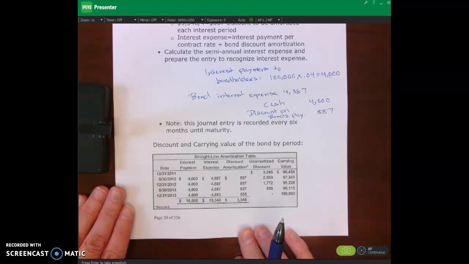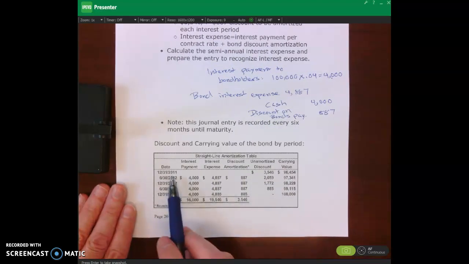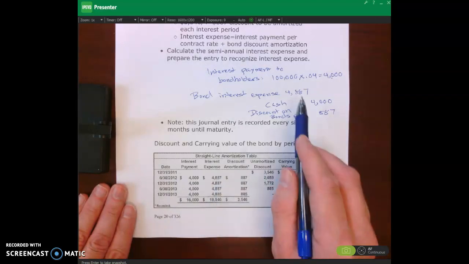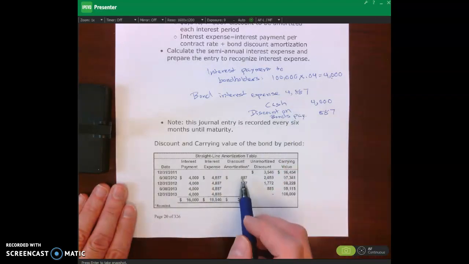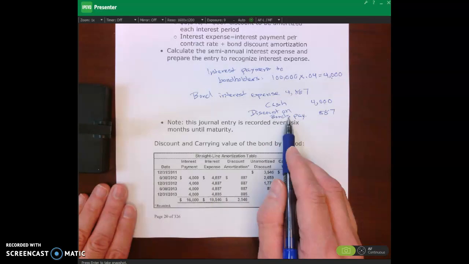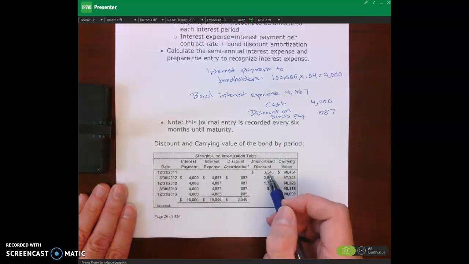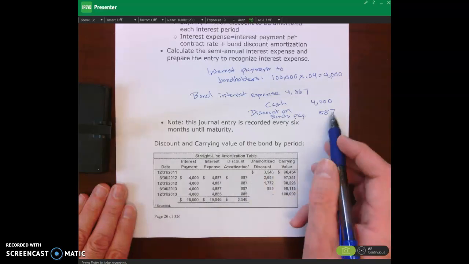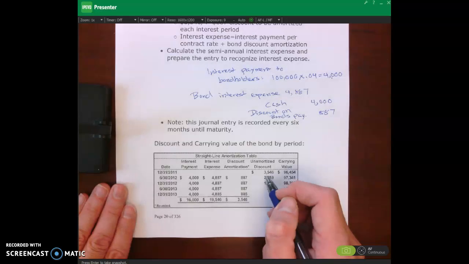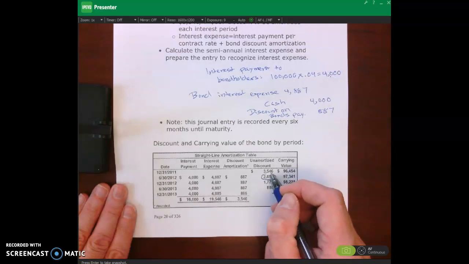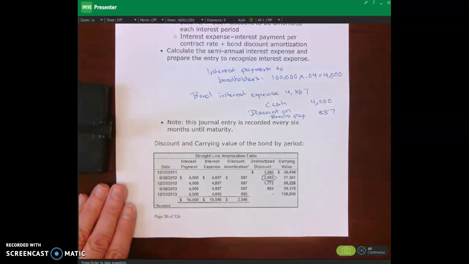And we can see that here in our table. So we look at our first journal entry. This is how much cash we pay. Here's our debit to bond interest expense. This is our discount amortization right over here. So that means, remember, when we issued the bonds, we had our debit to our discount of 3,546. We credited it for 887. The outstanding discount is now 2,659.